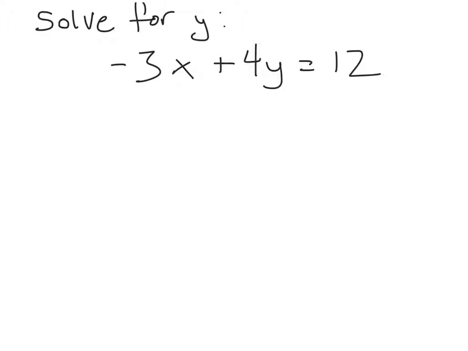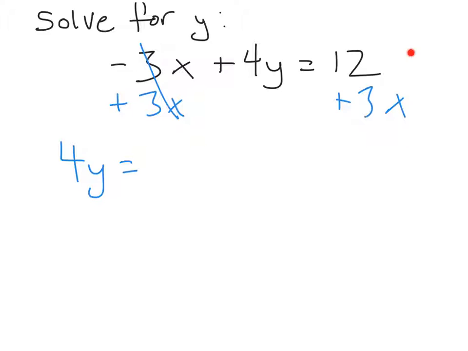So if you want to get y by itself in this equation, you're going to have to start by getting rid of this minus 3x. So my first step would be, let's add 3x to both sides. Remember, we're doing the opposite. Those cancel out, so we get a 4y equals.